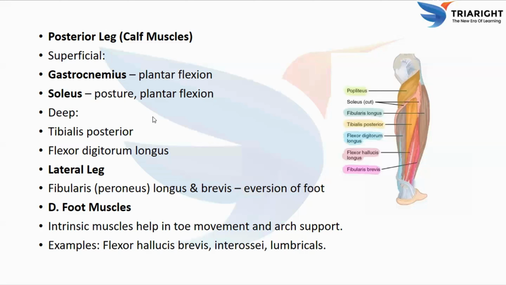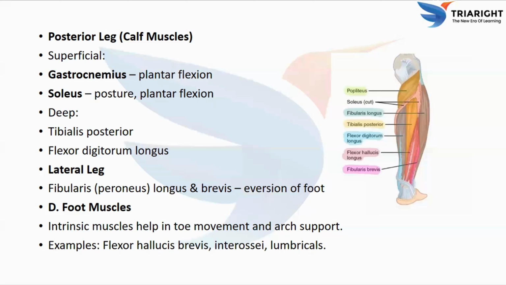These deep posterior leg muscles help to control the foot and toes, and they also support the arch. So tibialis posterior is the main muscle for foot inversion. It also supports the medial longitudinal arch. This is the muscle which is important in walking and also balance. You can see this tibialis posterior in the picture over here, and also flexor digitorum longus. This flexor digitorum longus goes to toes 2 to 5. So what does it do? It helps with gripping the ground while walking. It also assists in plantar flexion.